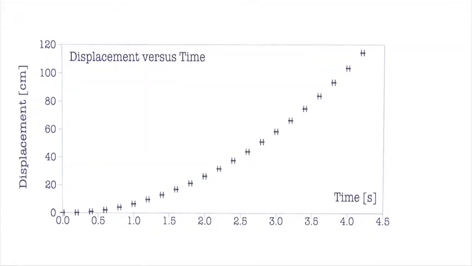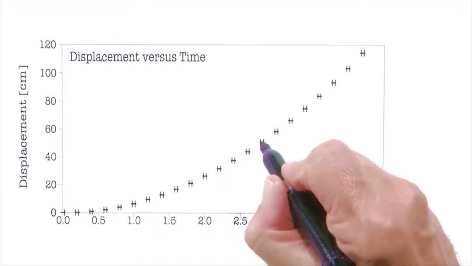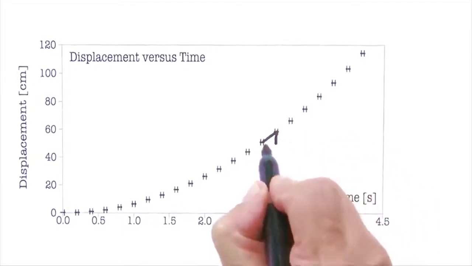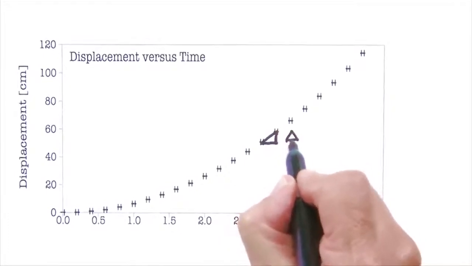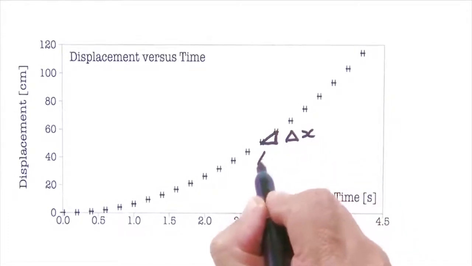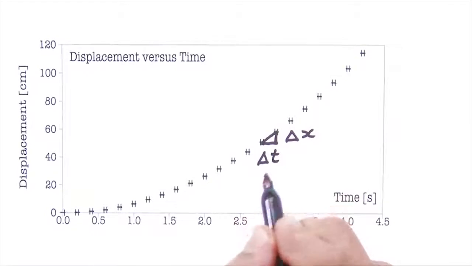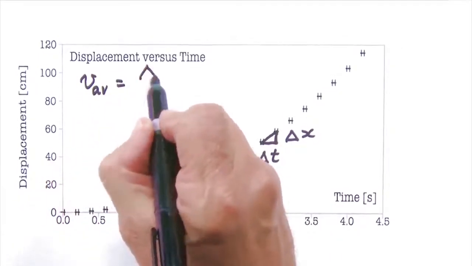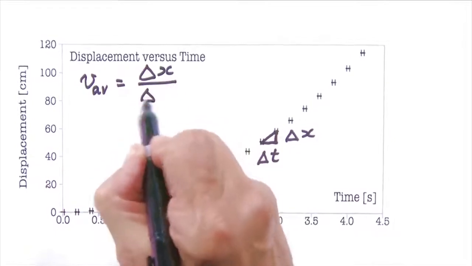We can measure average velocities over smaller time intervals too. We use the Greek letter delta to mean the change in. Write this a few times so you get used to it. Delta x is the change in x. So the average velocity over this small time interval delta t is delta x over delta t.